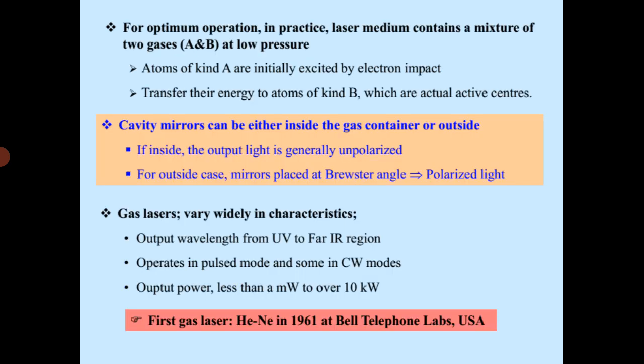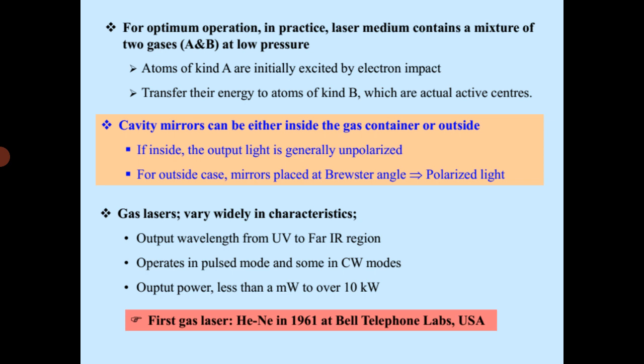For optimum operation in practice, the laser medium contains a mixture of two gases, A and B. In the helium neon laser, the two gases are helium and neon, and in CO2 laser, carbon dioxide, oxygen, and nitrogen. Atoms of kind A are initially excited by electron impact and transfer their energy to atoms of the second gas, which are actually the active centers.